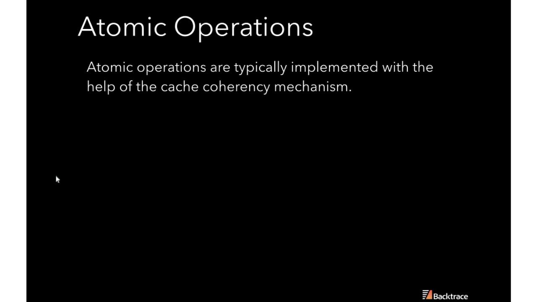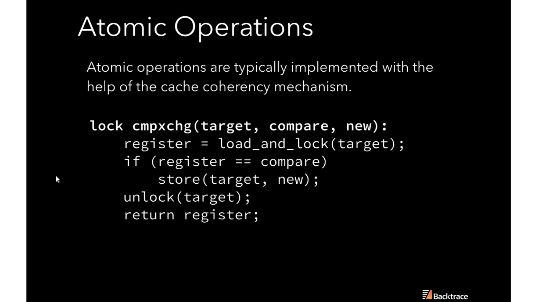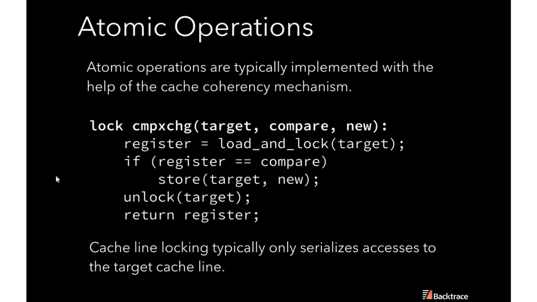So a lot of the concurrency primitives you work with are implemented in terms of atomic operations, and these atomic operations are typically implemented with the help of the cache coherency mechanism via cache line locking. Back in the day, a lot of smaller scale systems relied on bus locking. So, for example, on the x86 architecture, older processors would literally lock the memory bus as a whole in order to implement these atomics, which clearly does not scale. Cache line locking, on the other hand, only serializes access to the target cache line.